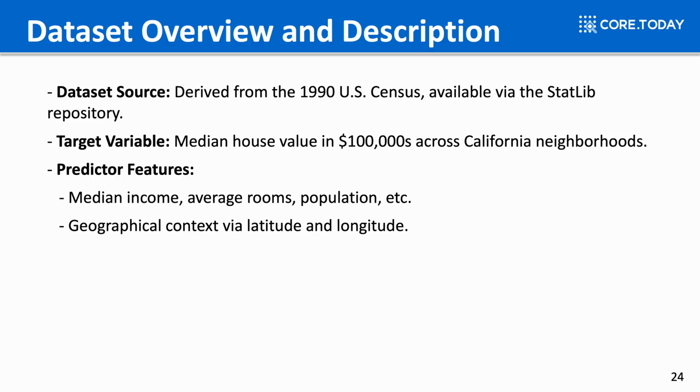Key features include income, house age, and population data, alongside geographical indicators like latitude and longitude. Together, they present a comprehensive foundation for modeling and prediction tasks.